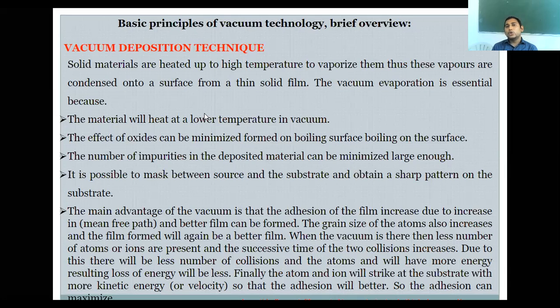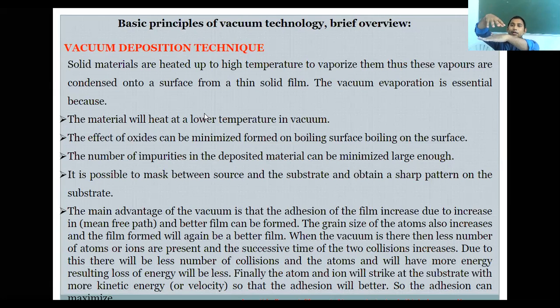What is the unit to measure a vacuum? That is millibar or bar. Bar or millibar is the unit to measure a vacuum, that is, how much vacuum is available inside the chamber. If a particular amount of vacuum is available inside the chamber, then we can start the experiment, we can start that particular system, and the deposition process starts continuously.